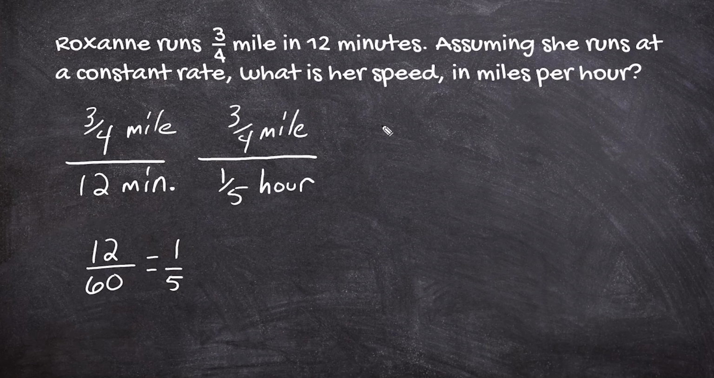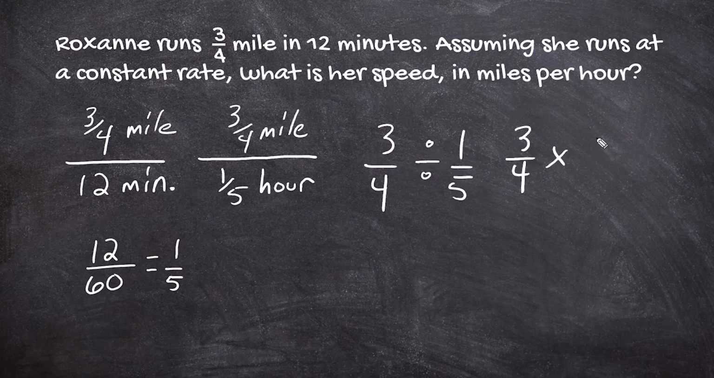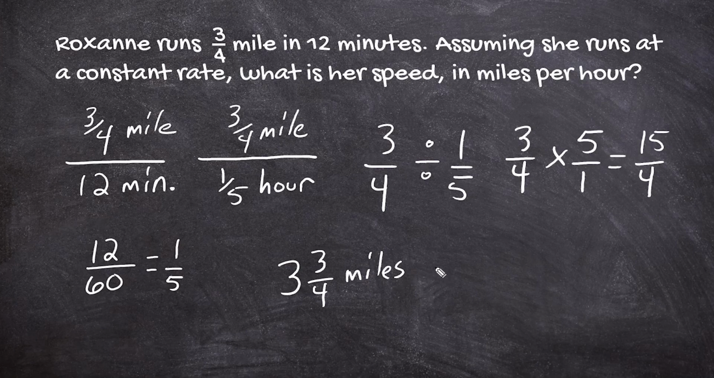So we take our numerator here, 3/4, and we divide by 1/5 of an hour. And then we rewrite 3/4 because we have to keep, change, flip. So we're going to change division into multiplication and write the reciprocal of 1/5, which is 5/1. And then what we're going to do is just multiply straight across. 3 times 5 is 15, and 4 times 1 is 4. All right, now we take 15 and divide it by 4 to rename this as a mixed number, and that would end up giving us 3 3/4. And that is how many miles that Roxanne is running per hour.